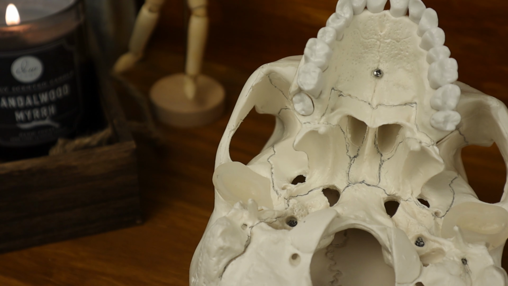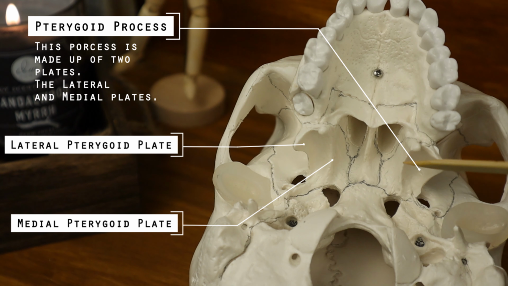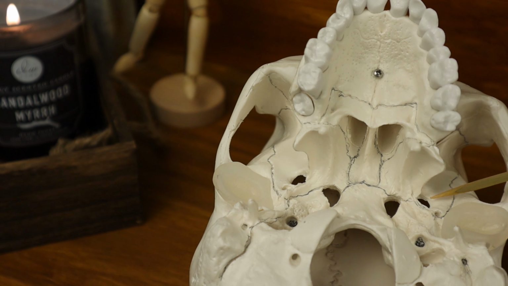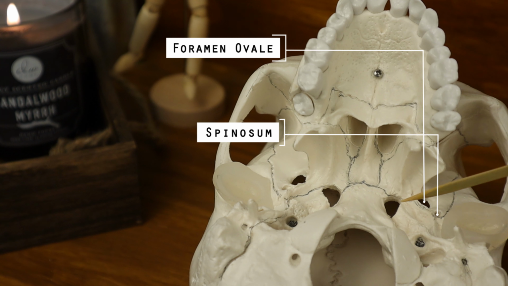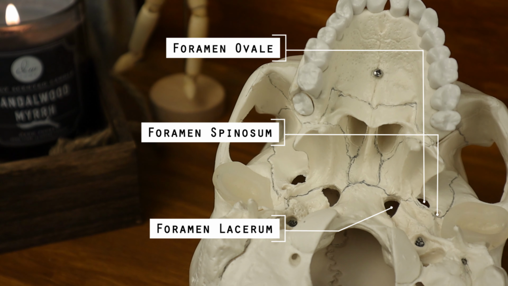From the inferior view of the skull, the sphenoid bone is seen here and here, this being one half and this being the other half. Now, notable structures include the pterygoid process, which is made up of the lateral pterygoid plate and the medial pterygoid plate. Medial being closer to the midline of the body, and lateral being closer to the outer sides of the body. From this view, we can also see foramen ovale, foramen spinosum, and foramen lacerum. Notice that foramen rotundum is not visible from this point of view.